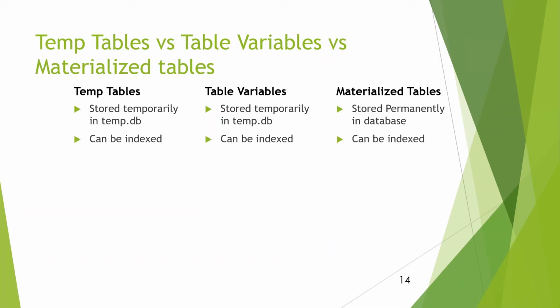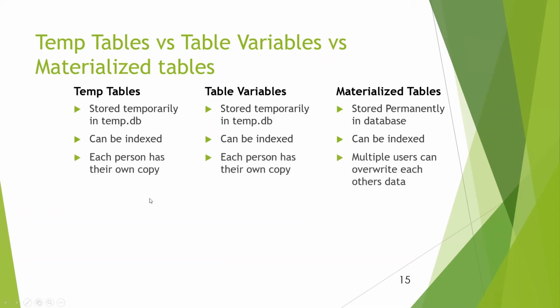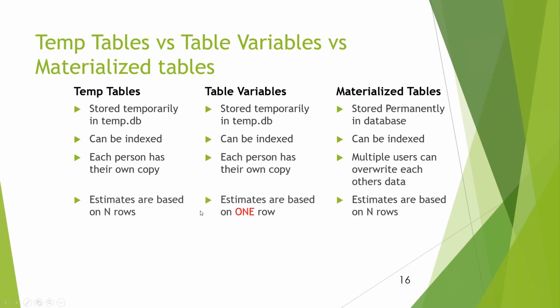Temp tables can be indexed, but that can cause your stored procedure to slow down. And when I say stored procedure, I'm also including views in here. I'll have to differentiate them. Temp tables are indexing on the fly, while a materialized table stores the index so it doesn't have to recreate it. I already covered this about each person having their own, and I also covered the estimate.